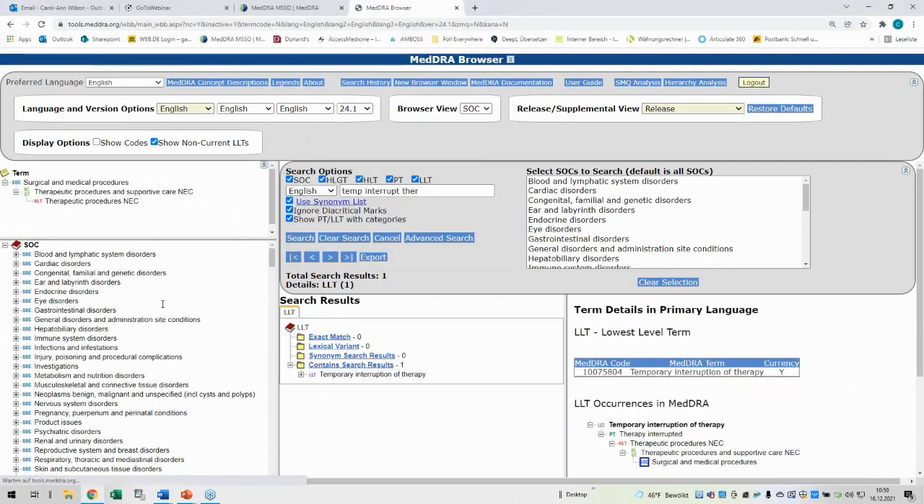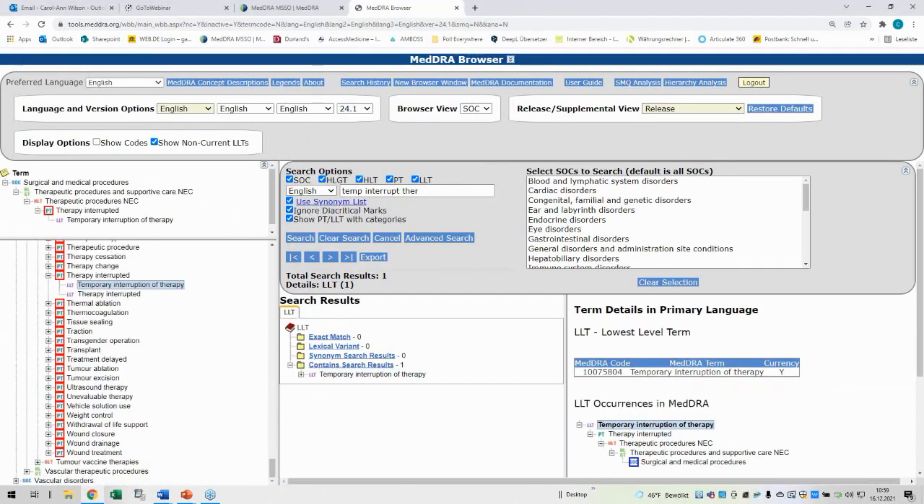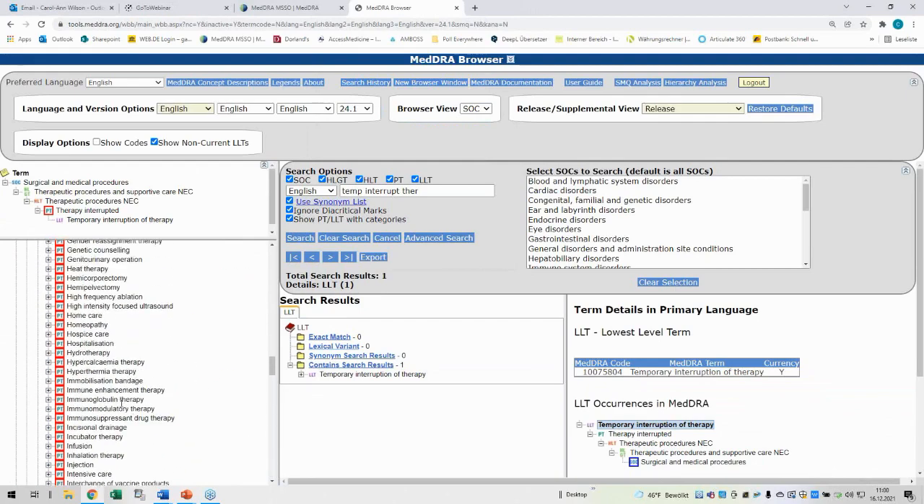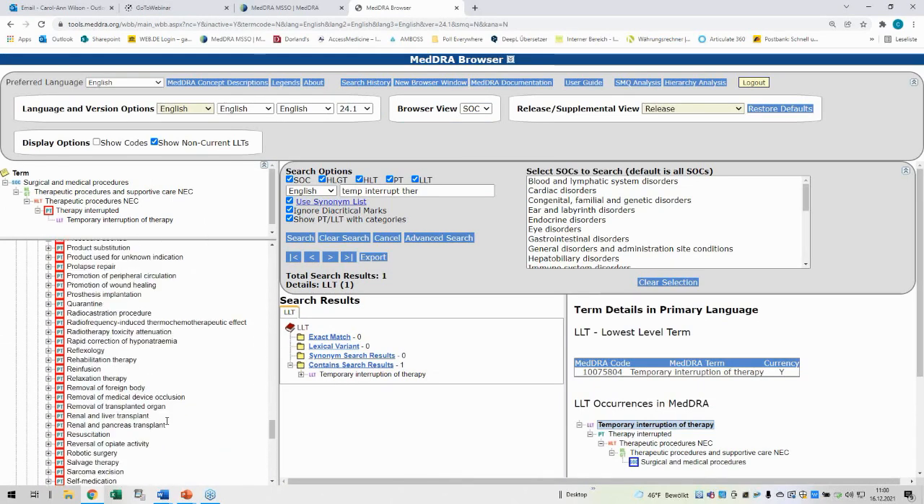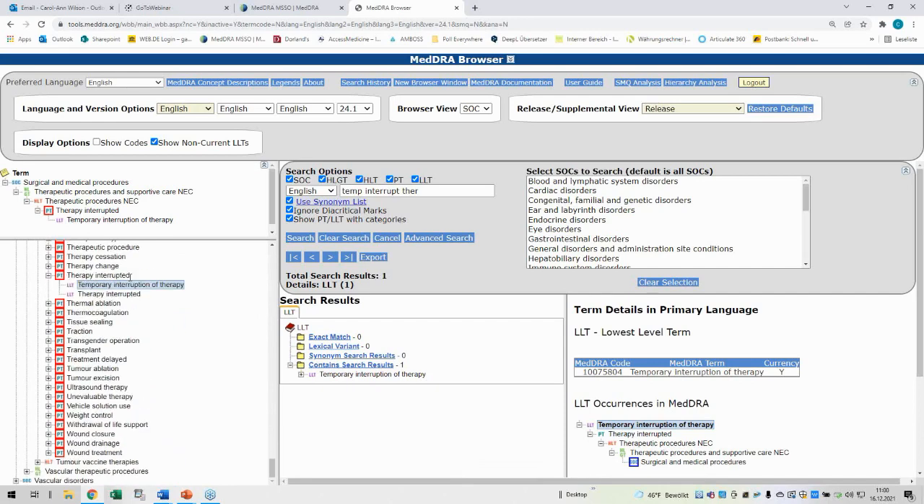Again, you can see it's grouped in a completely different system organ class. It's considered a therapeutic measure. It's grouped in the surgical and medical procedure SOC. Here we have it. So therapy interrupted would be the PT. So again, it's always important before assigning an LLT to check the hierarchy. Temporary interruption of therapy looks at first sight appropriate, but based on the hierarchy of this term, it's not suitable for the reported scenario.